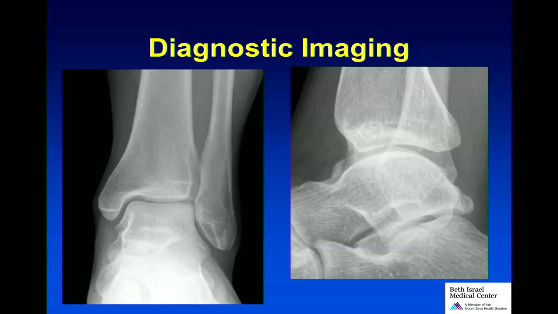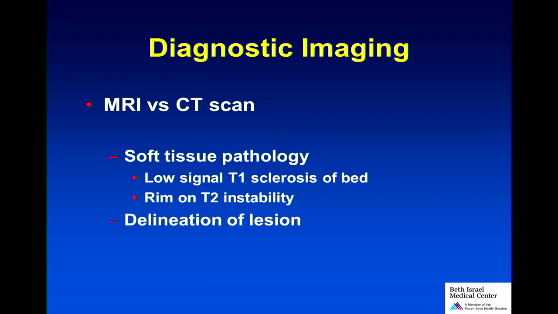Here's an example of maybe a more subtle lateral lesion with an anterior loose fragment. In terms of MRI or CAT scan for further imaging, I think the MRI is pretty much the standard. It shows us the cartilage and allows us to look at other types of soft tissue problems, tendon tears or ligament issues.